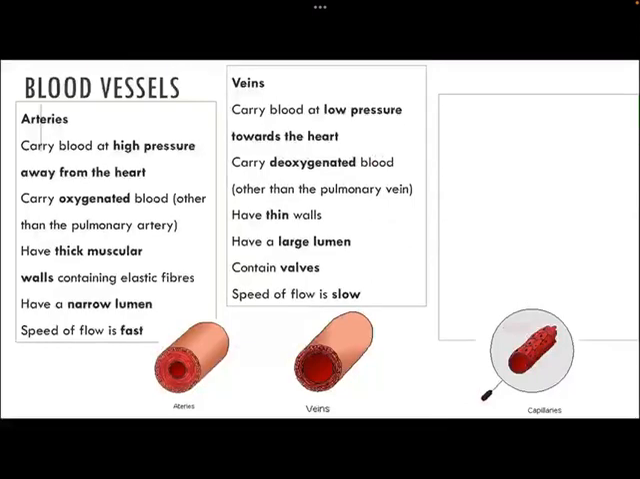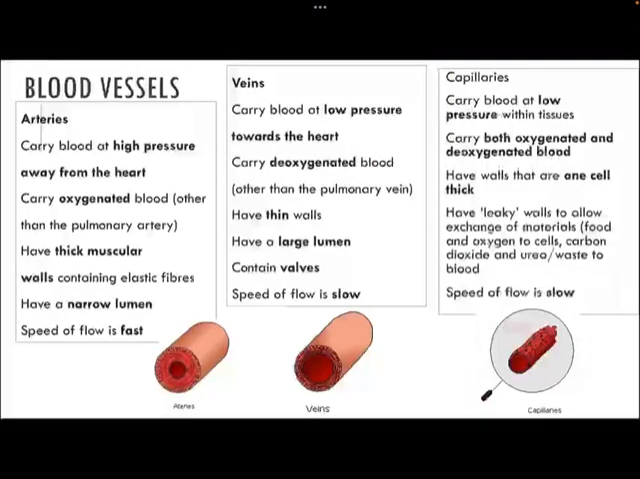Capillaries are only one cell thick. They carry blood at low pressure within the tissues. They carry both oxygenated and deoxygenated blood because it is at the capillaries where the exchange of materials occur. So food and oxygen moves out to the cells, and waste materials like carbon dioxide and urea move back into the blood. Their walls are only one cell thick, and the speed of the flow is slow. So know the difference between your arteries, veins and capillaries.